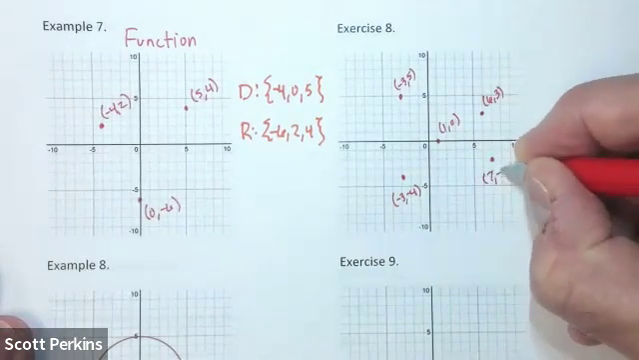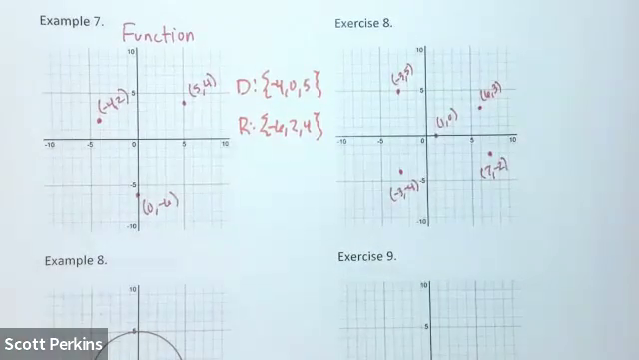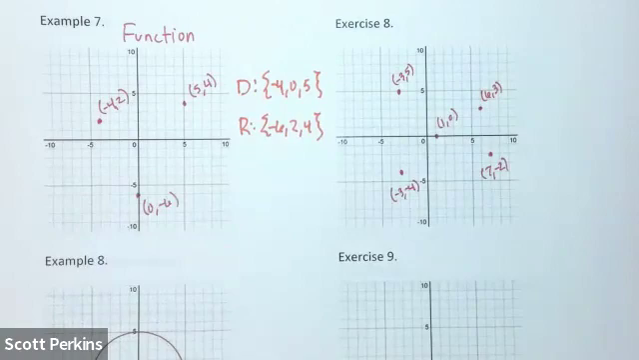So there's 5 points. Once you have put all 5 points on your Cartesian plane, go ahead and answer those same 2 questions. Is this a function or not a function? And then what is the domain and the range of that?